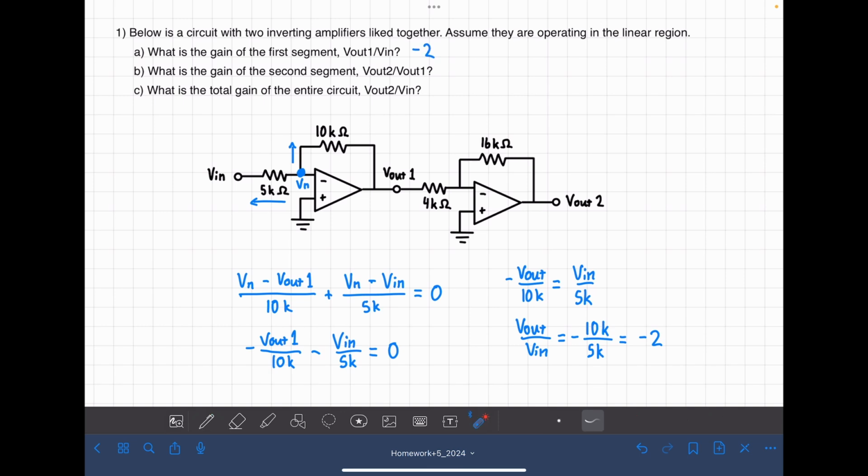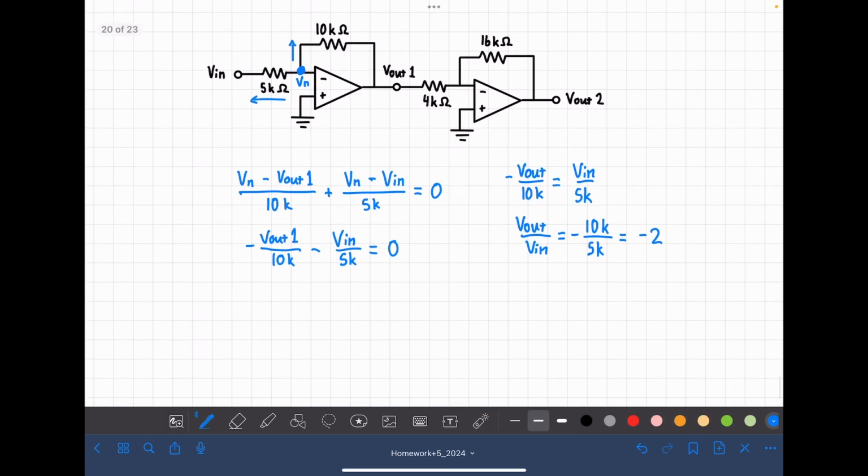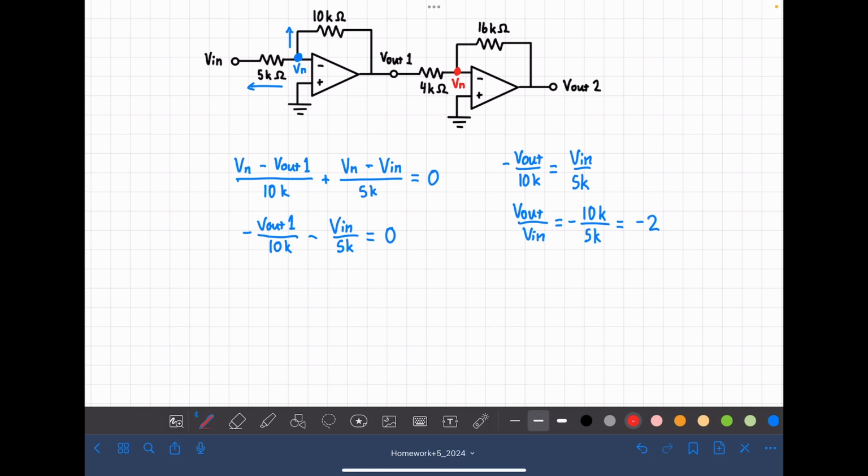Again, gain is unitless since we're dividing resistance by resistance, or voltage by voltage. It just cancels out. So now for our second segment, V out 2 over V out 1, we're just going to apply this same principle, but we can probably skip a few steps now because we can see there's the same thing happening here. At this node, Vn is equal to 0 volts, and we only have two currents going out. The one going to our output and the one going to V out 1.